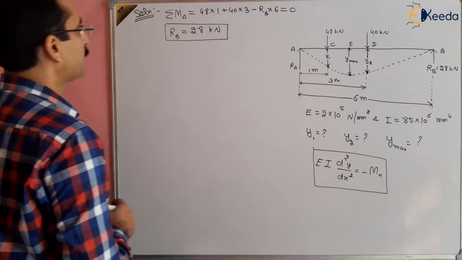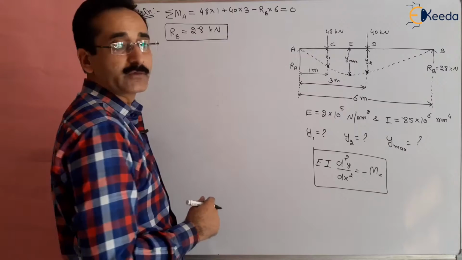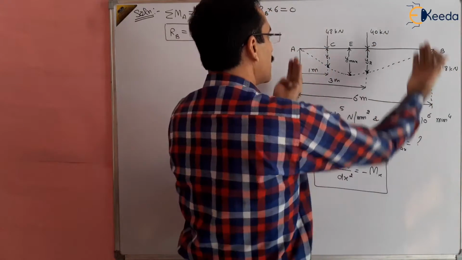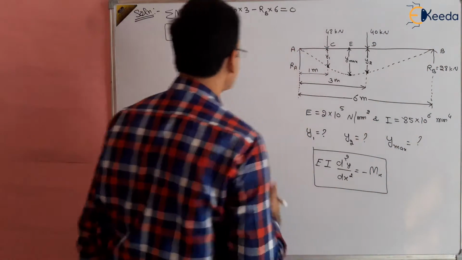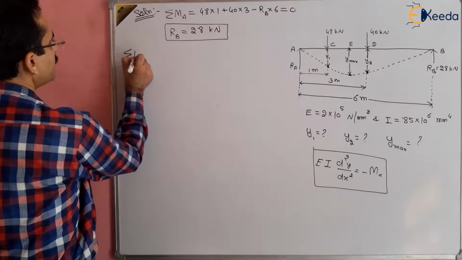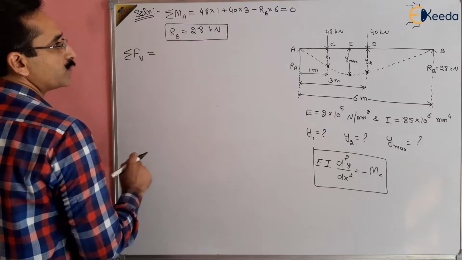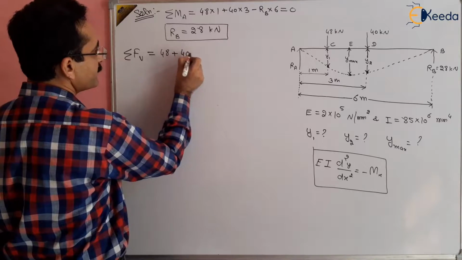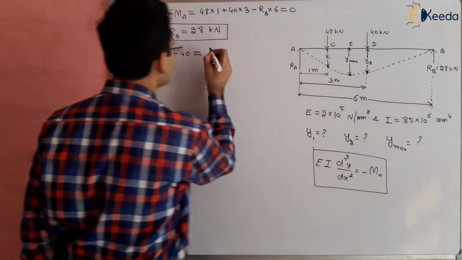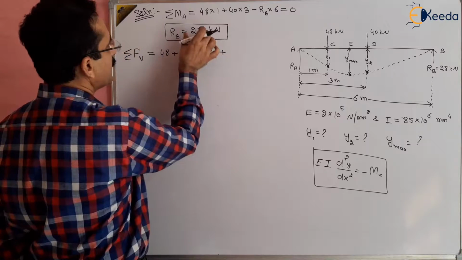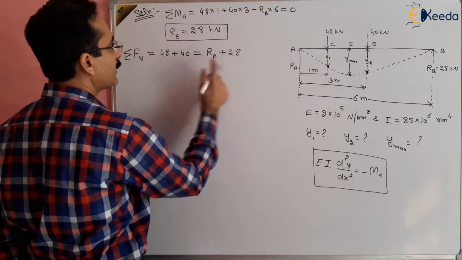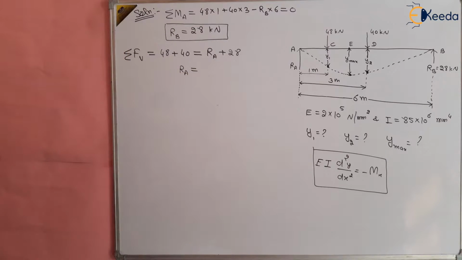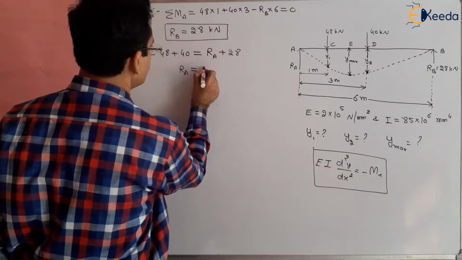Now we want to find RA. To find RA, we can take the vertical forces. The sum of all the vertical forces should be equal to 0 because the body is in static equilibrium. So downward forces should be equal to upward forces. We are assuming RA is also in the upward direction. The downward vertical forces are 48 plus 40, and that should be equal to RA plus RB. RB is 28. So from here we can find RA, the reaction at point A, and it will come out to be 60 kilonewton.